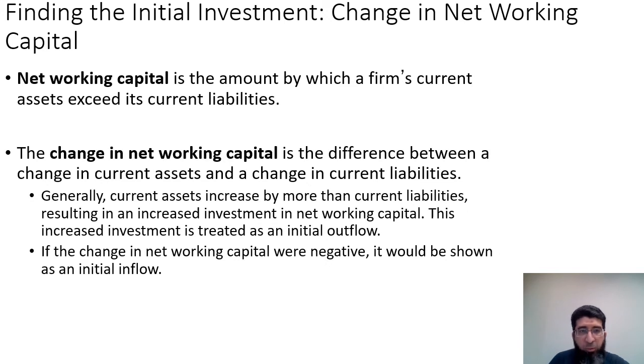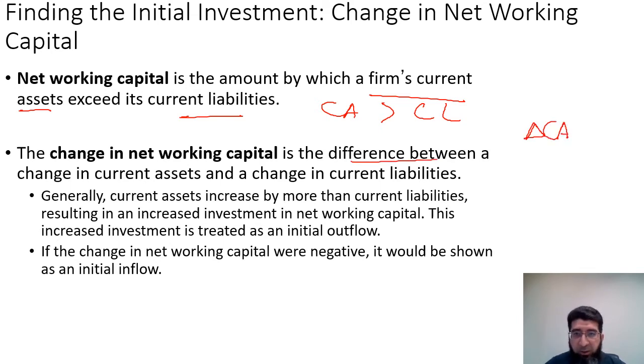So what is net working capital? It is the amount by which a firm's current assets exceed current liabilities. However, we deal with the change and not in absolute terms of assets and liabilities. Hence, change in net working capital is the change in current assets minus the change in current liabilities. Since current assets increase at a higher speed than current liabilities, we are going to buy more assets, and this results in outflows.